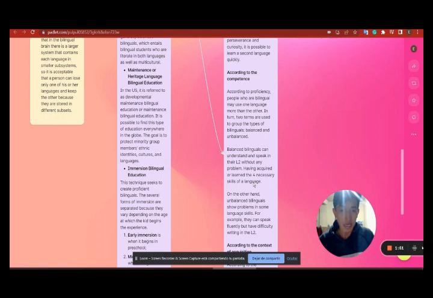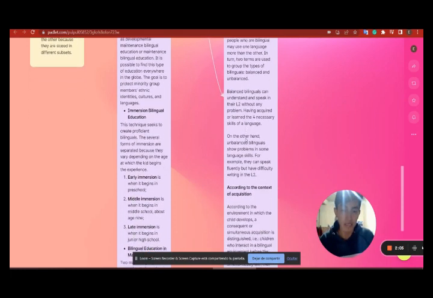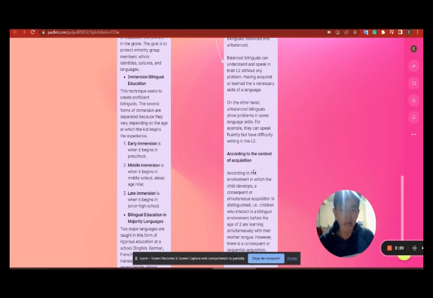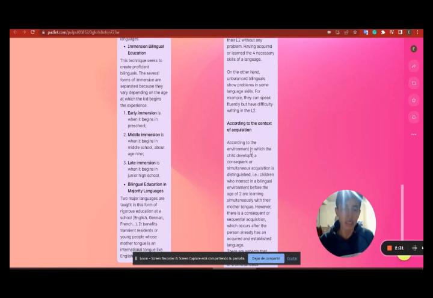According to the competence, people who are bilingual may use one language more than the other. In turn, two terms are used to group the types of bilinguals: balanced and unbalanced. Balanced bilinguals can understand and speak in their L2 without any problems, having acquired the four necessary skills of language. On the other hand, unbalanced bilinguals show problems in some language skills. For example, they can speak fluently but have difficulty writing in L2.